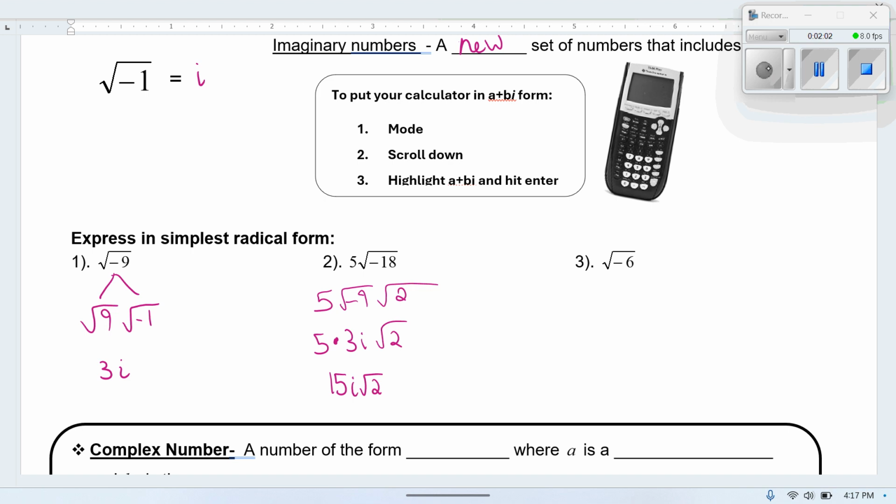Let's try the next one. What times what is -6? Well, we do know that 2 times 3 is 6, but neither 2 nor 3 are perfect squares. So we can't simplify radical 6 itself, but we can simplify negative radical 6 because we can get rid of the negative by writing an i. This is i radical 6.